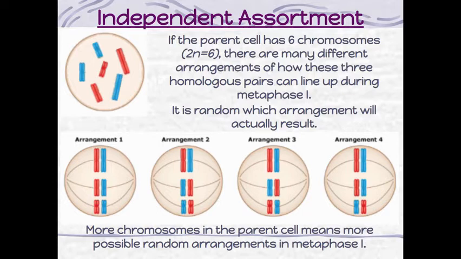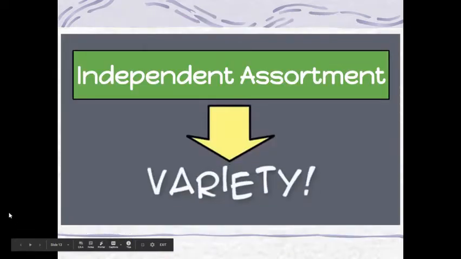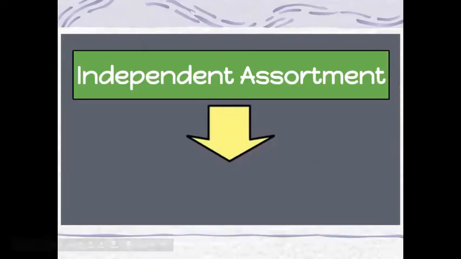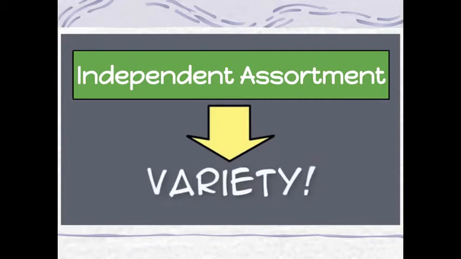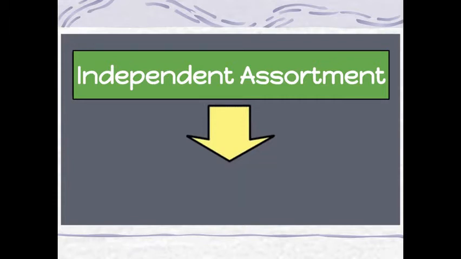Now, the more chromosomes that are in the parent cell, the more possible random arrangements could occur in metaphase 1. So if we have 6 chromosomes, 3 pairs that could have 4 different arrangements, just imagine how many different arrangements we could have with our 46 chromosomes or our 23 pairs. So independent assortment is another source of variety, another way that we're going to guarantee the gametes that we end up with are very unique.